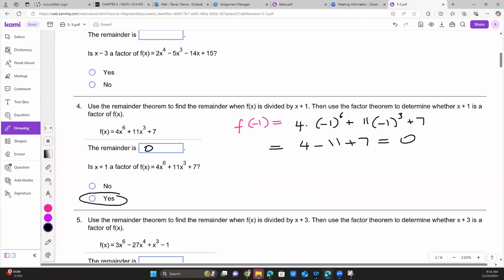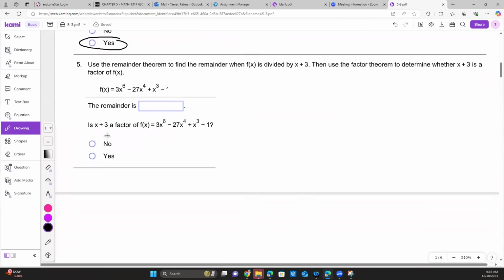Question 5 is understanding this idea one more time. So I am going to scroll down to question 5. It's the exact same type of question. We're going to find the remainder using the remainder theorem, and we're going to decide if it's a factor or not. So x plus 3 is what I want to check. If I take x plus 3 and set it to 0, the x value I need to use in this problem is negative 3. So for the remainder, I need to find f of negative 3 first.